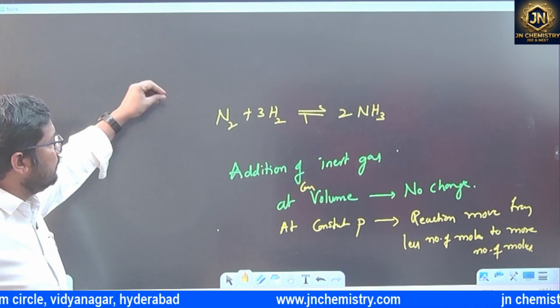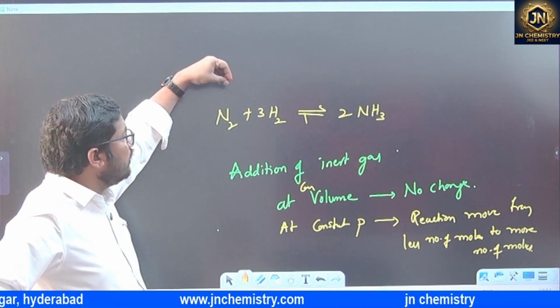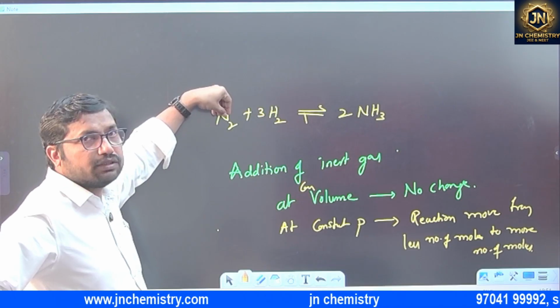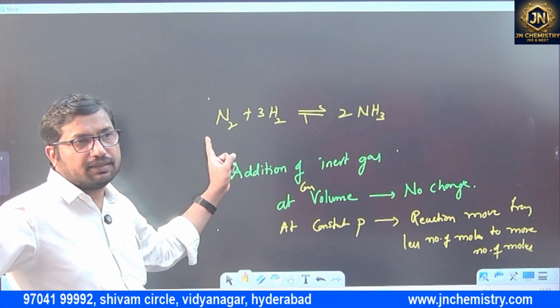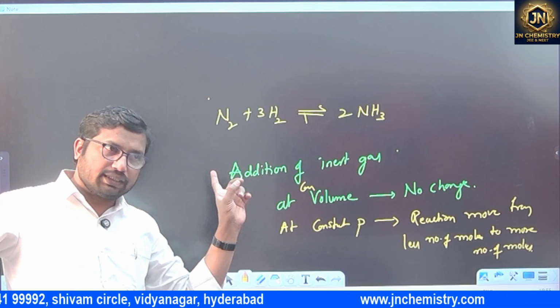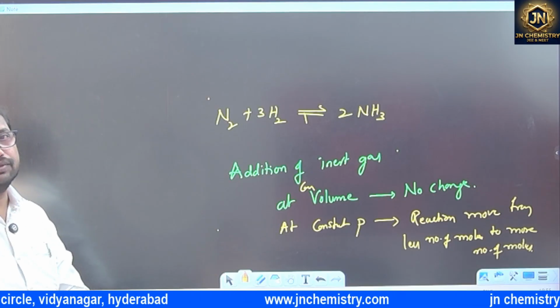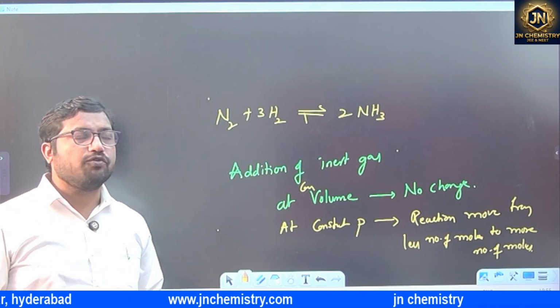So in this case, if you are adding the inert gas at constant volume, no change. If you are adding it at constant pressure, what exactly happens? Forward reaction or backward reaction? Less number of moles to more number of moles. Backward reaction takes place. Simply remember, it is opposite to pressure. Clear, everyone? Hello, I have told you 4 points.